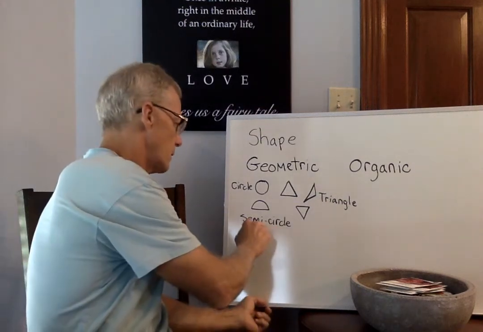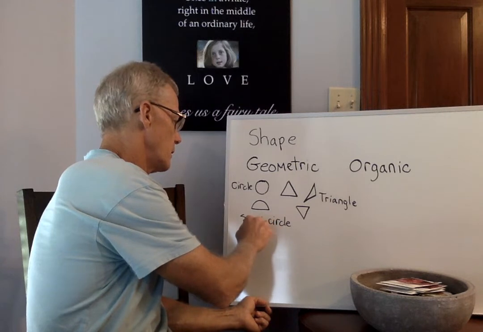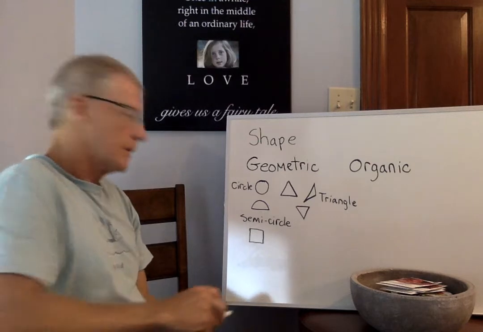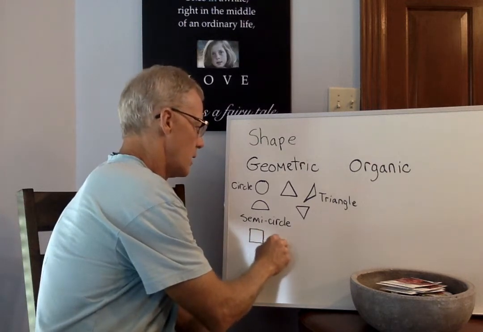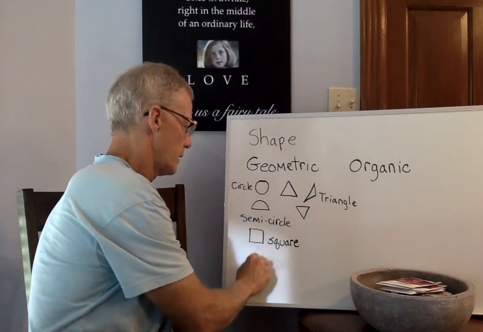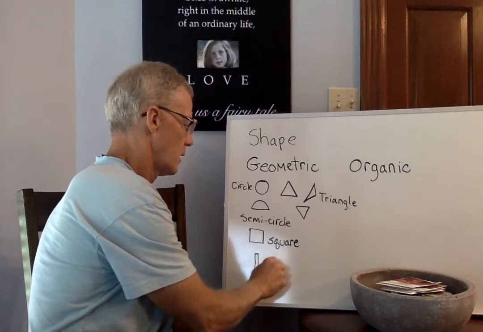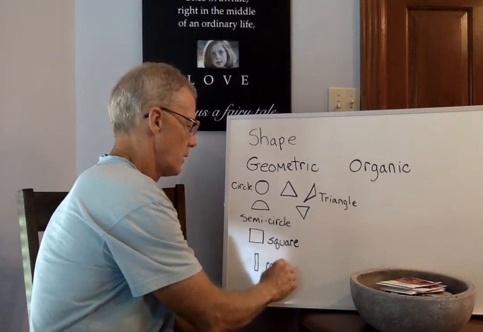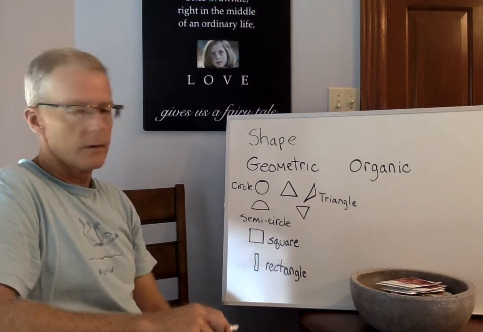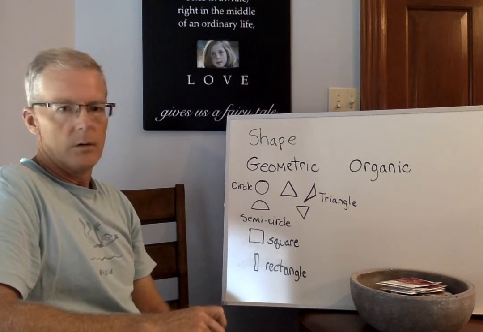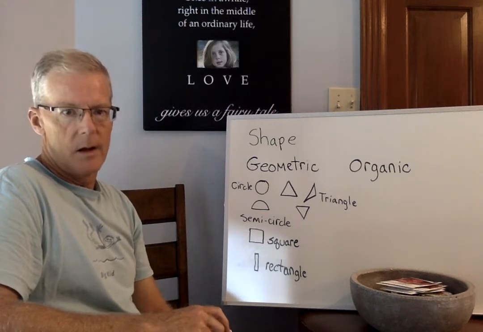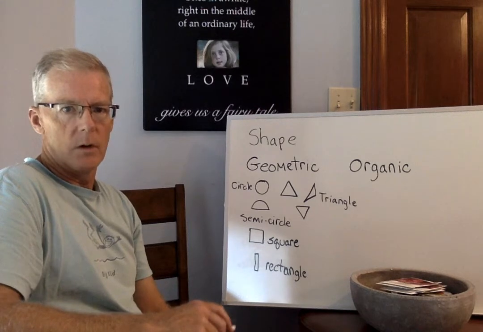All right, let's go on to the next one. Now, this one, you want to make sure all 4 sides are equal. Yes, that one's a square. And the skinny one. Rectangle. Okay, is that all of them? No, there are many, many geometric shapes. But those are the main ones.